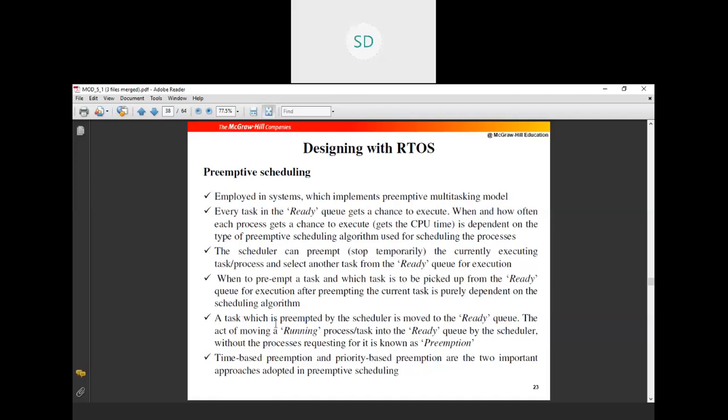Remember, a task which is preempted by the scheduler will go back to the ready queue itself. It will wait in the ready queue for the CPU again. Once it gets the CPU, it will continue from the point where it had stopped its execution. It will not start from the beginning. Where exactly the execution has been stopped, from that point the process will continue. So time-based preemption and priority-based preemption are the two important approaches adopted in preemptive scheduling. Under this scheduling, there are basically two types of approach. One is based on time and the other one is based on priority.